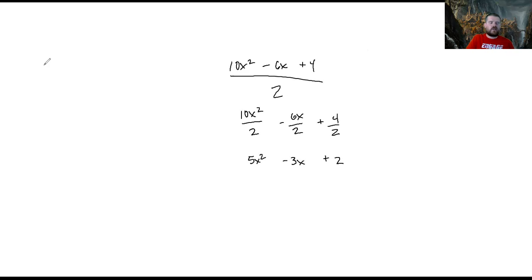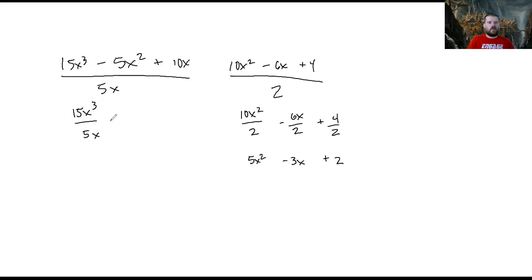Okay, let's look at another example. Let's do 15x cubed minus 5x squared plus 10x divided by 5x. So we're going to take each of those separately because I only have a monomial in the denominator. I have 15x cubed over 5x. I have minus 5x squared over 5x. And I have 10x over 5x.